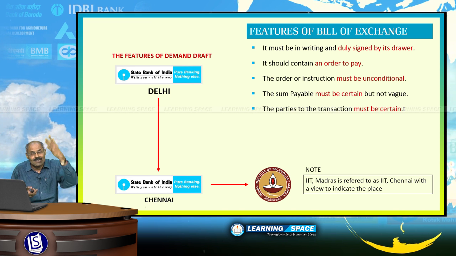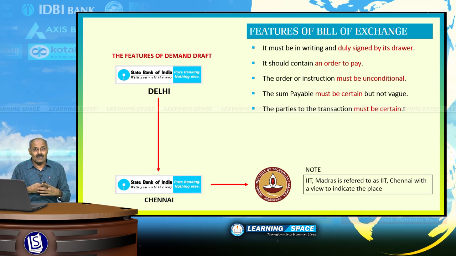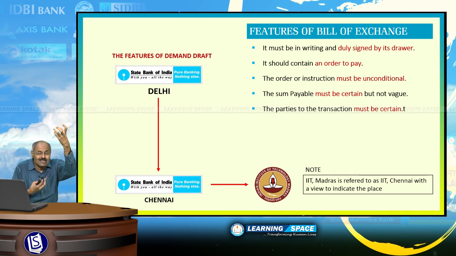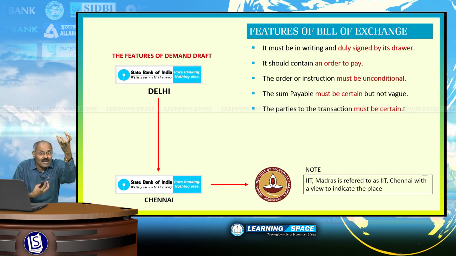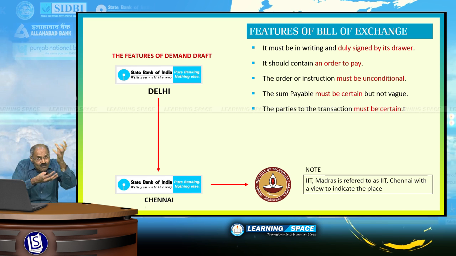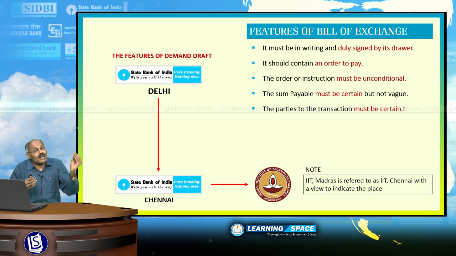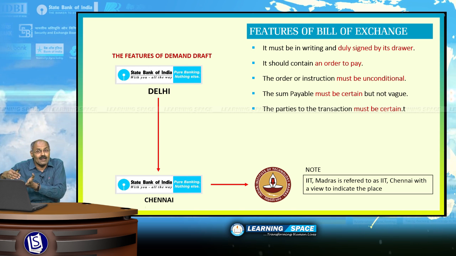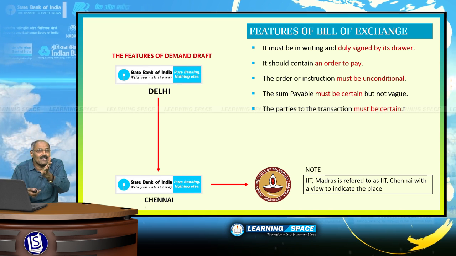I hope that this example is clear to you. So, bill of exchange, or you can say demand draft, is the unconditional order by one entity, that means by the drawer to drawee to pay to the payee. In this case, State Bank of India Delhi instructing State Bank of India Chennai to pay to IIT Chennai. I have taken these banks as an example to explain your demand draft, and the features of bill of exchange are almost similar.